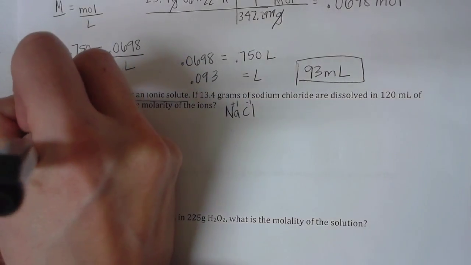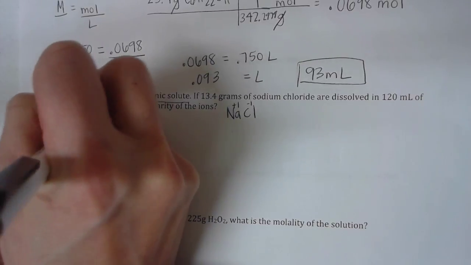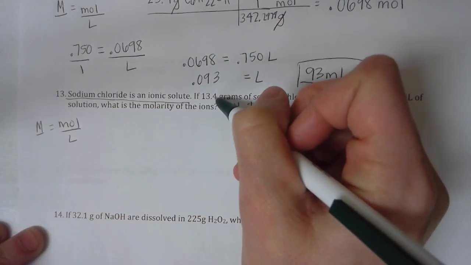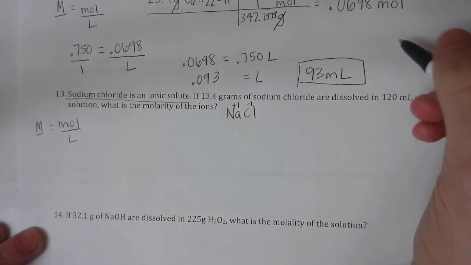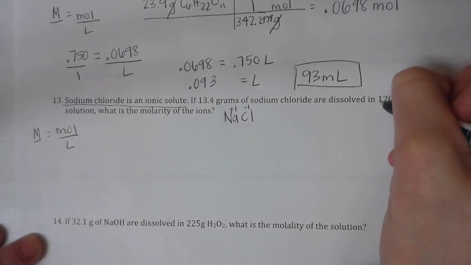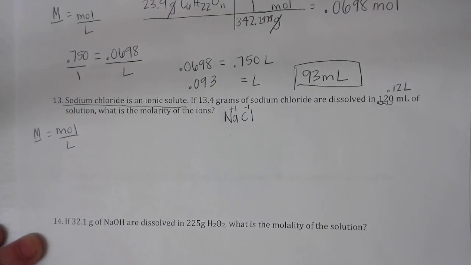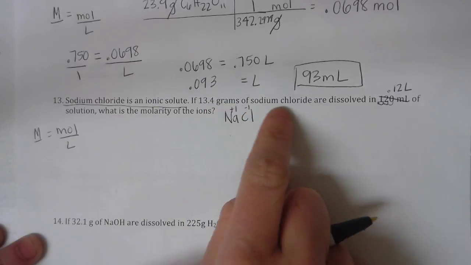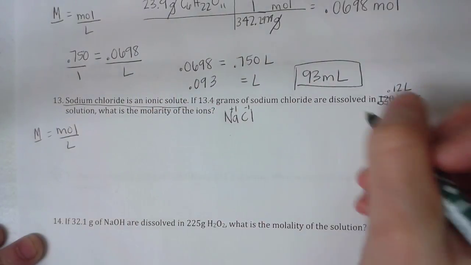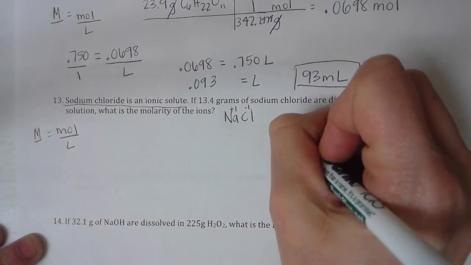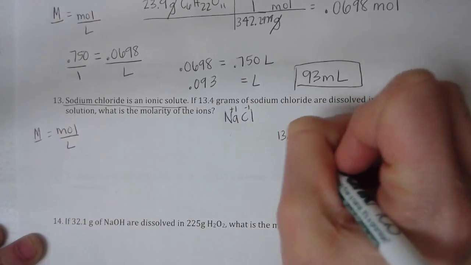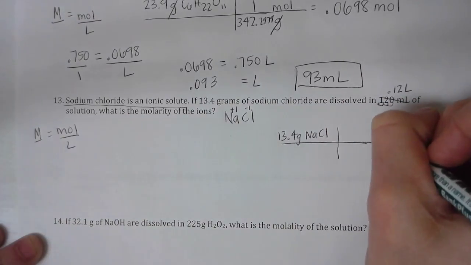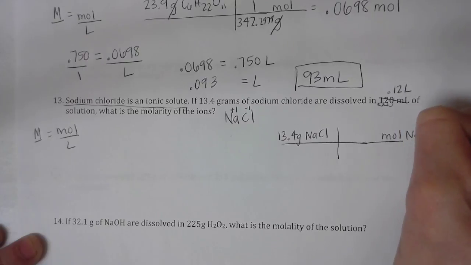Remember molarity is moles over liters. I have grams and I have milliliters. I can change the milliliters really quick by moving the decimal place back 3 times. So 0.12 liters. Okay? I'll just change that really quick. Now I need to change my grams into moles. So I have 13.4 grams of sodium chloride, and I want to change that to moles of sodium chloride.